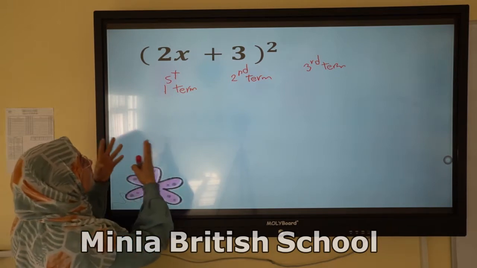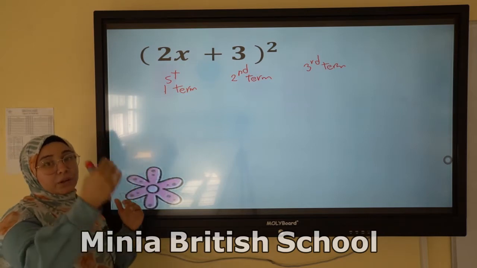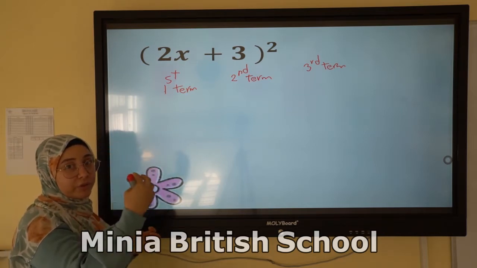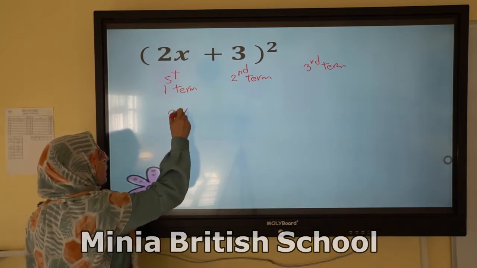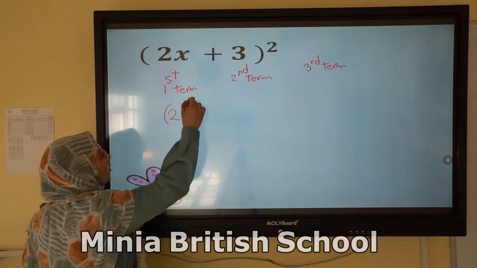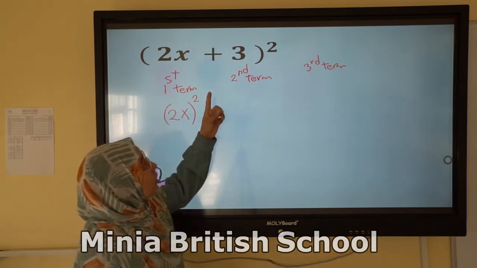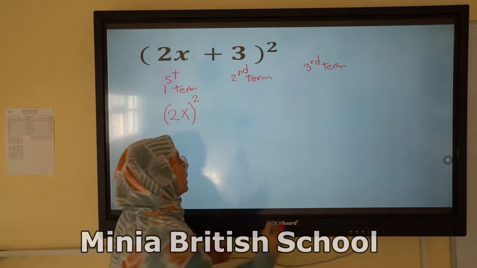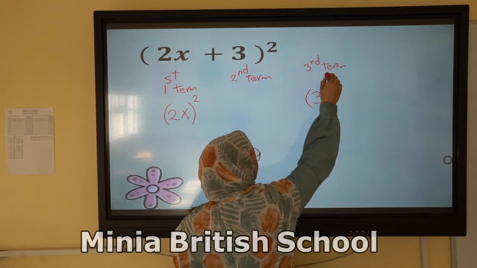The first term equals the square of the first term in the binomial, so (2x) raised to power 2. And the third term equals the square of the second term in the binomial, so I need 3 power 2.